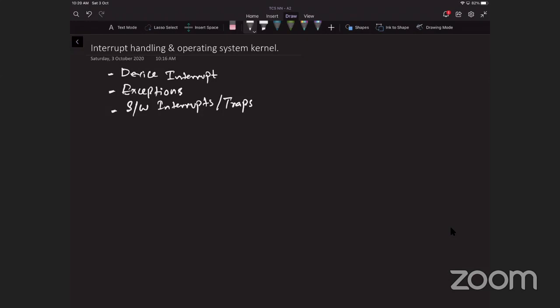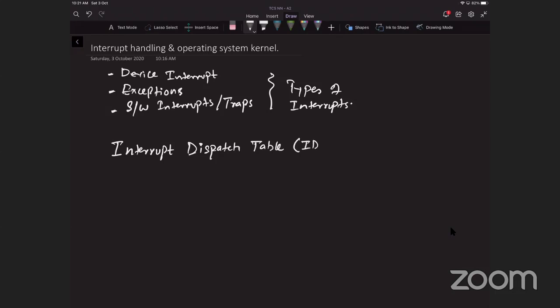So when an interrupt is received, so these are the types of interrupts, they are handled by the kernel of the operating system. When an interrupt is received, the kernel will consult the interrupt dispatch table, or IDT.